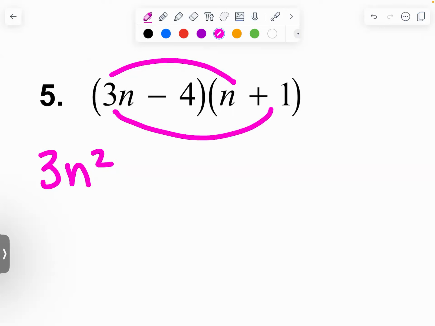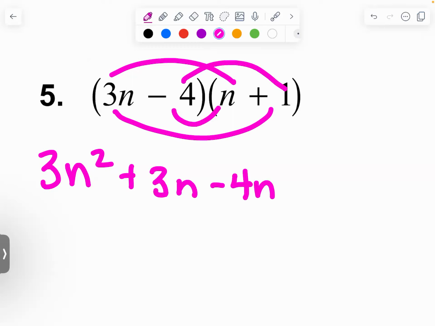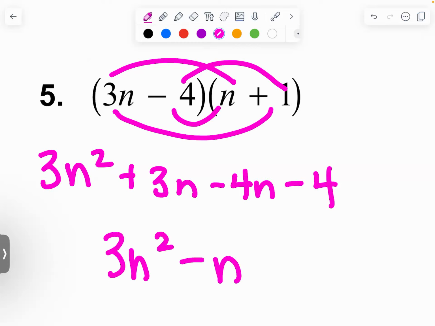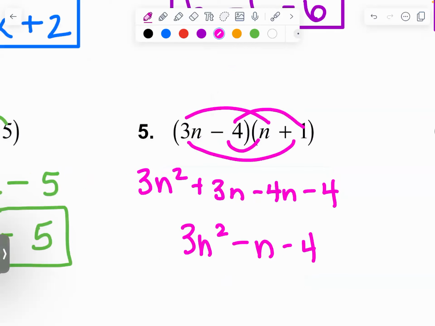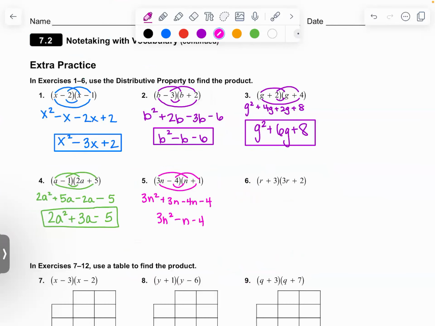Okay, our outside product would give us 3n. Our inside product would give us minus 4n. And our last product is minus 4. So did you get 3n squared minus n minus 4? Yes, they say with enthusiasm. Wait, how's that 3? Because it is, Henry, because 3 times 1. Okay.